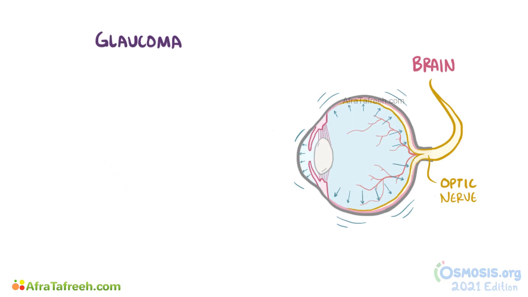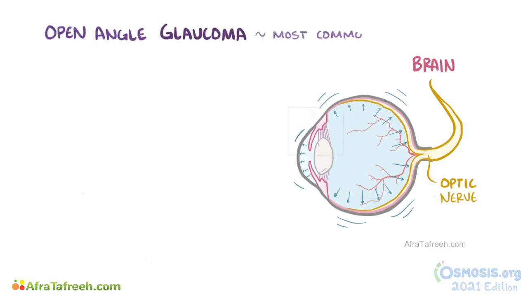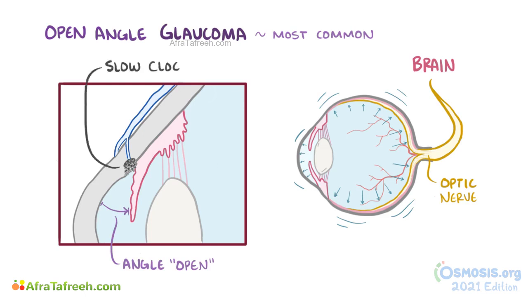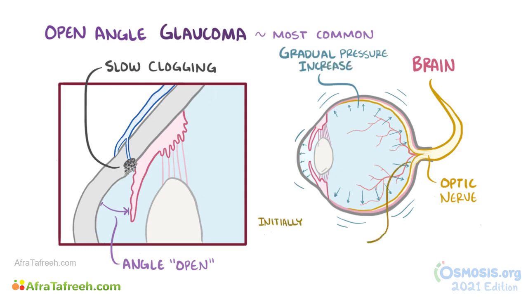Now, there are a couple types of glaucoma. First, there's open-angle glaucoma, which is actually the most common, and it has this name because the angle between the cornea and the iris is open. In this type, the drainage system slowly gets clogged over time, and so there's this gradual increase in pressure on the optic nerve. This increase in pressure initially results in atrophy of the outer rim of the nerve, resulting in a decrease in peripheral vision.